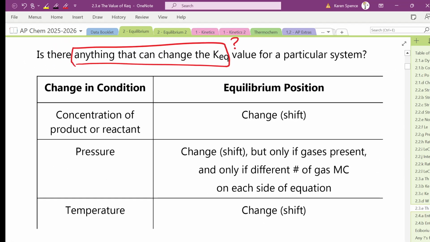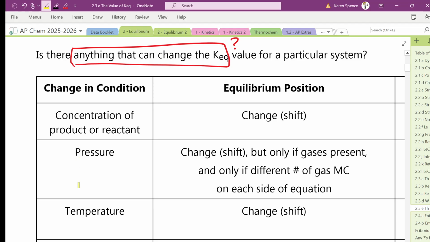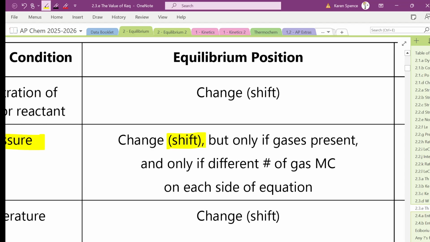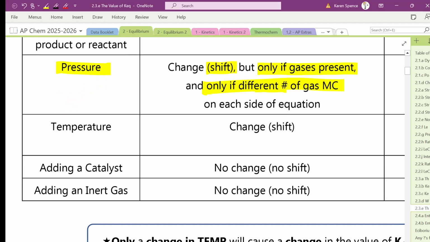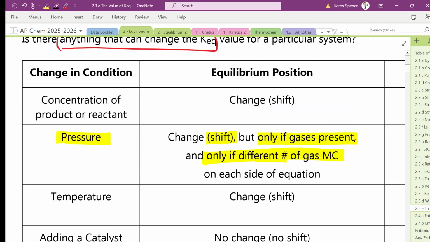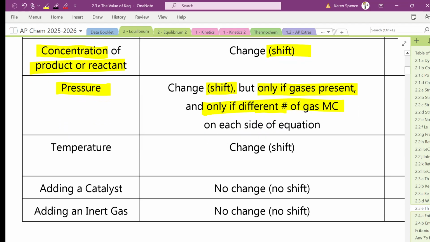So if we change pressure, we will get a shift, but only if gases are present and only if there's different numbers of gas molecules on each side. If we change the concentration of a product or reactant, we will get a change or a shift. If we change the temperature, we get a shift. If we add a catalyst, there's no shift. If we add an inert gas, there is no shift. Hopefully that is all review.